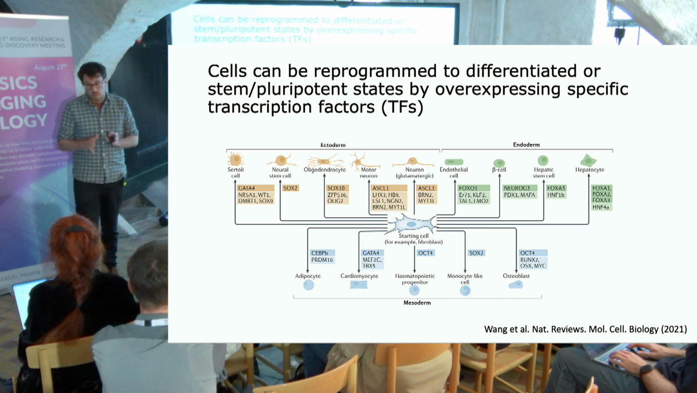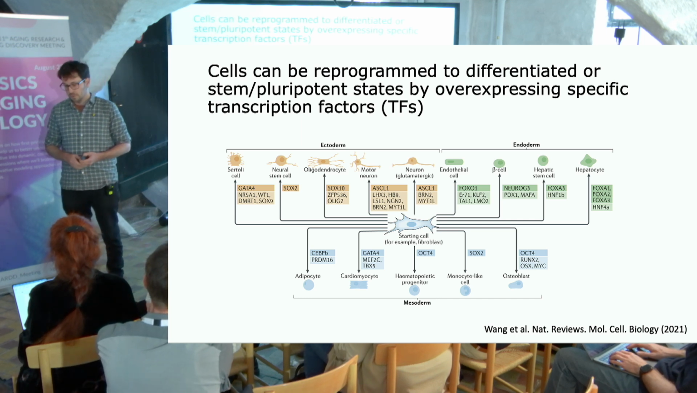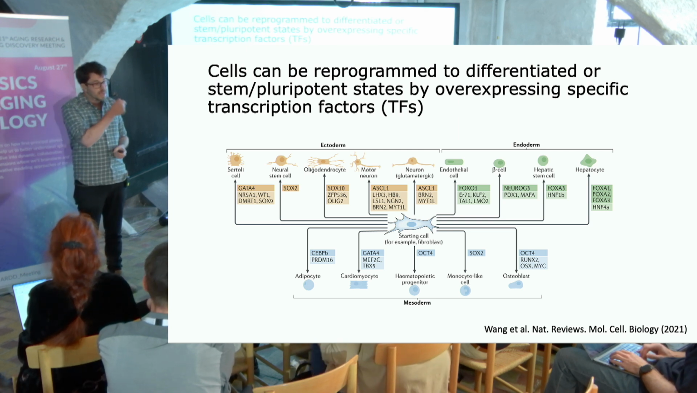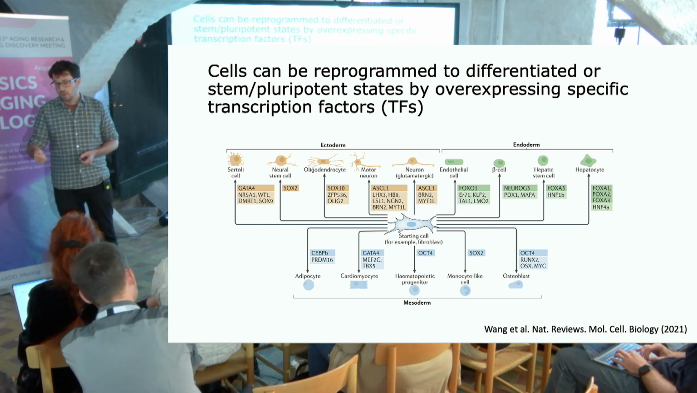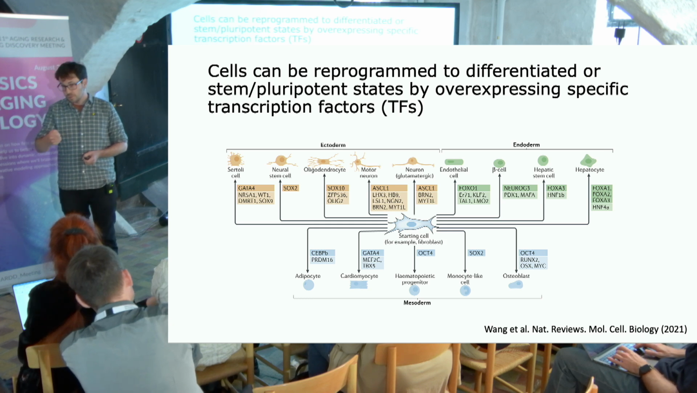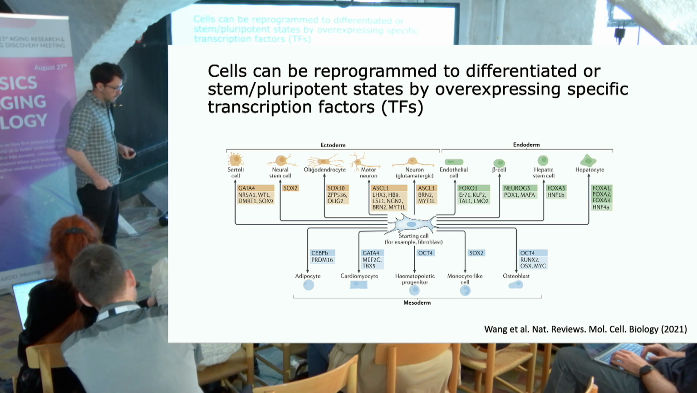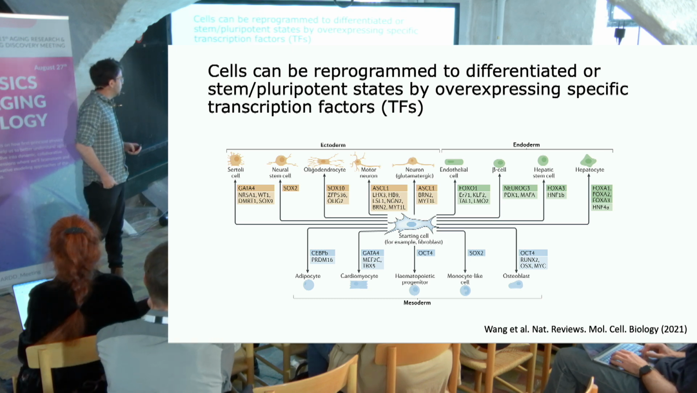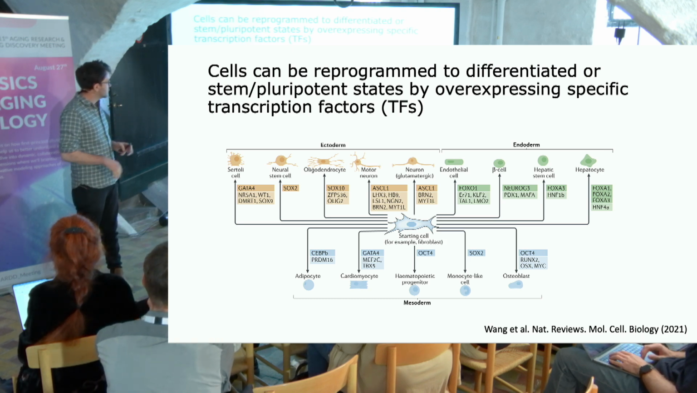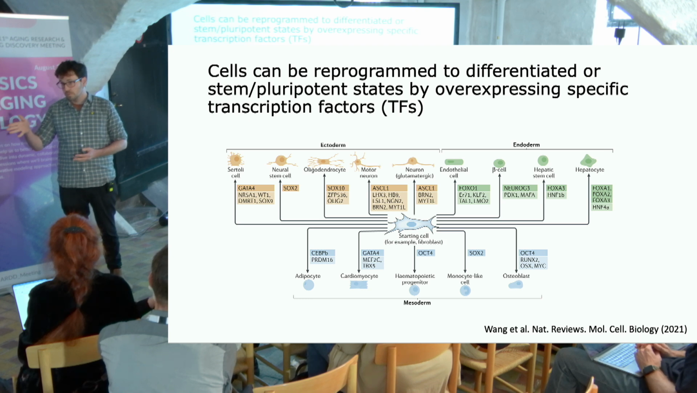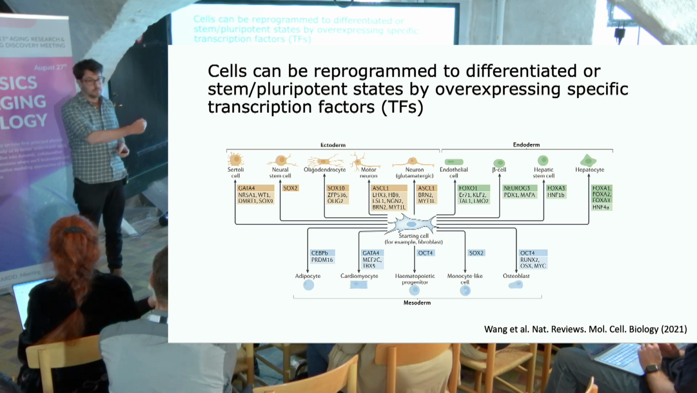But this is not the only way, and the other famous way is reprogramming. We can move directly between different cell types through the overexpression of some specific transcription factors. And now this is obviously a very big deal in aging, and we have these well-established recipes. So if we take, let's say, a fibroblast and we overexpress these transcription factors, we can end up with this type of cell.